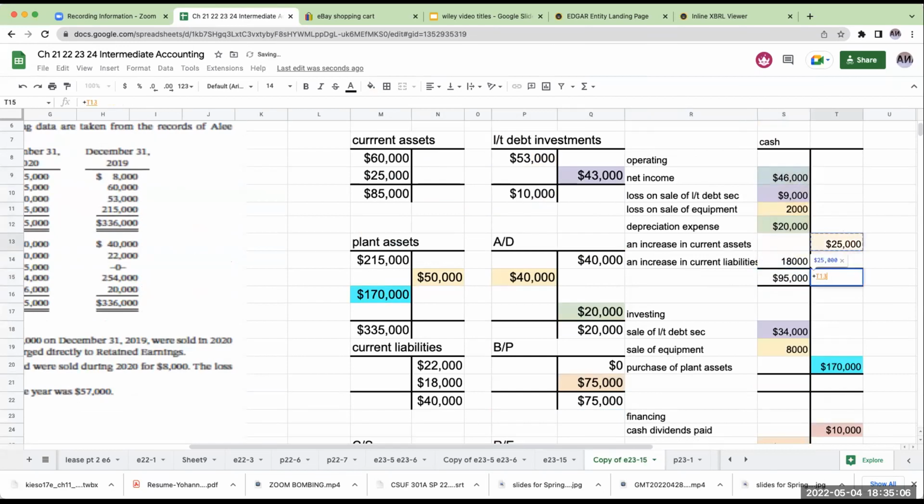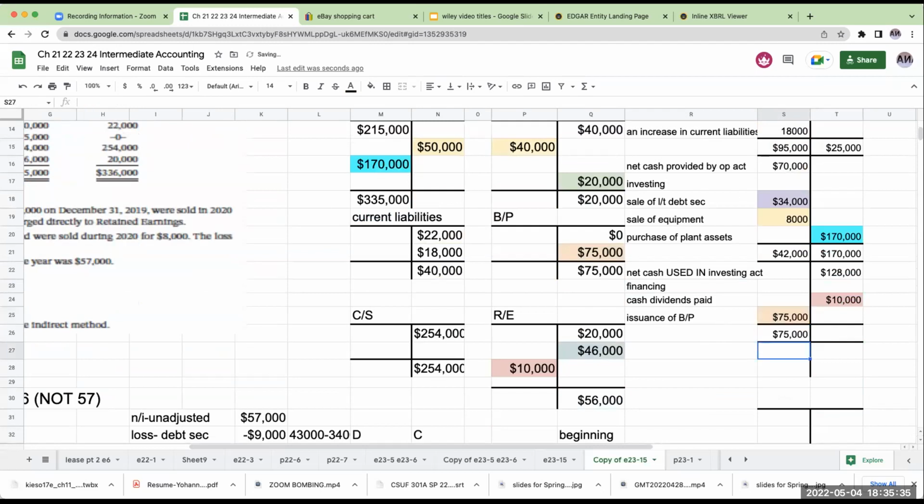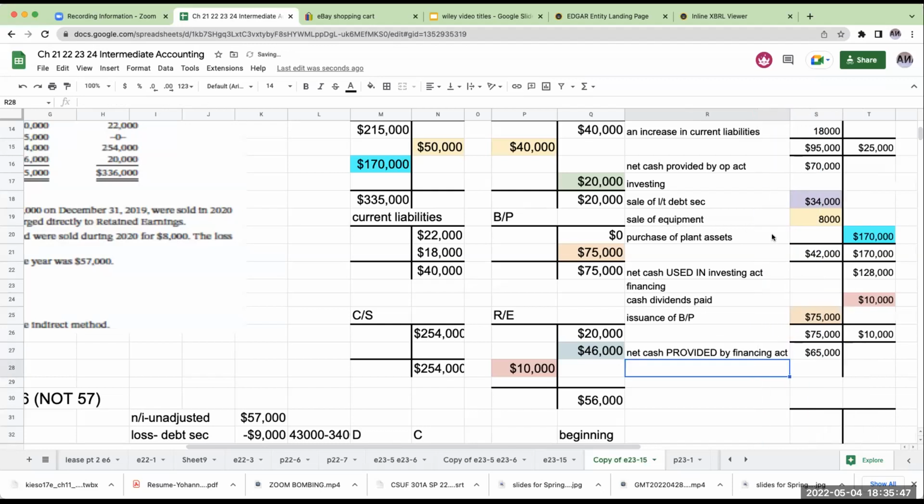So operating 95, 25, subtract the smaller from the larger balance, leave the remainder on the larger side. So over here, this is going to be my net cash provided by operating activities. For investing, 34 plus 8 is 42. I subtract the smaller from the larger. This is going to be net cash used in investing activities. Come down over here to financing. Oh, I got 75 and I paid out that dividend of 10. So I've got net cash provided by financing activities. So I've got this all down over here.